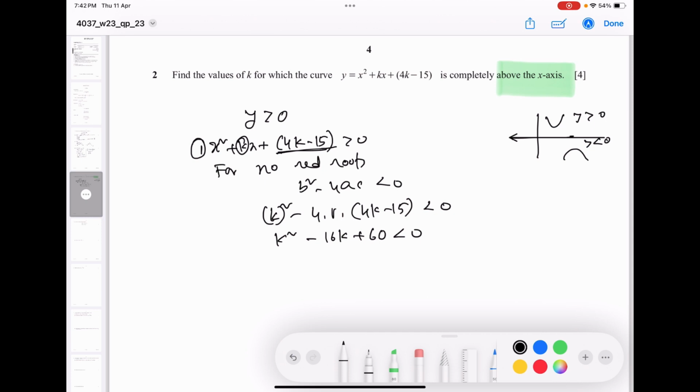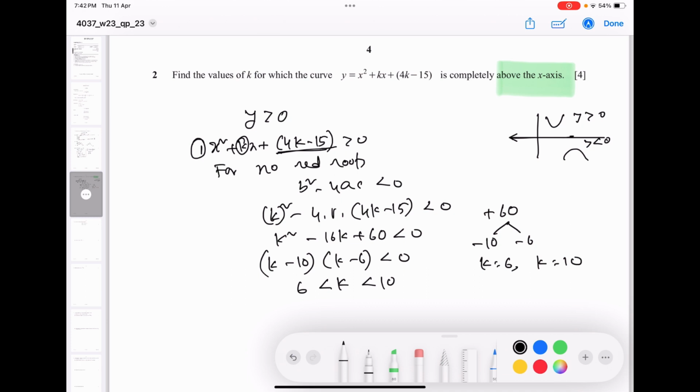Now 60, this is positive 60, so we can write minus 10 into minus 6. Minus 10 times minus 6, that is positive 60. So (k minus 6)(k minus 10) less than 0. So there are two critical values of k: k equals 6 and k equals 10. So we can write 6 less than k less than 10.